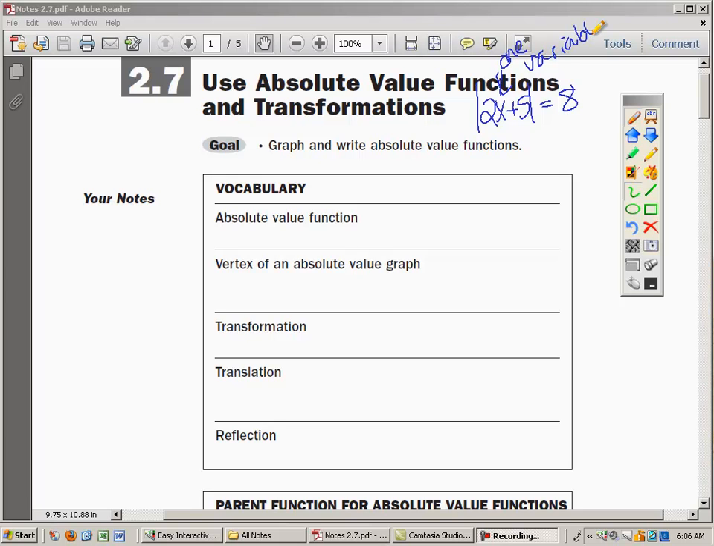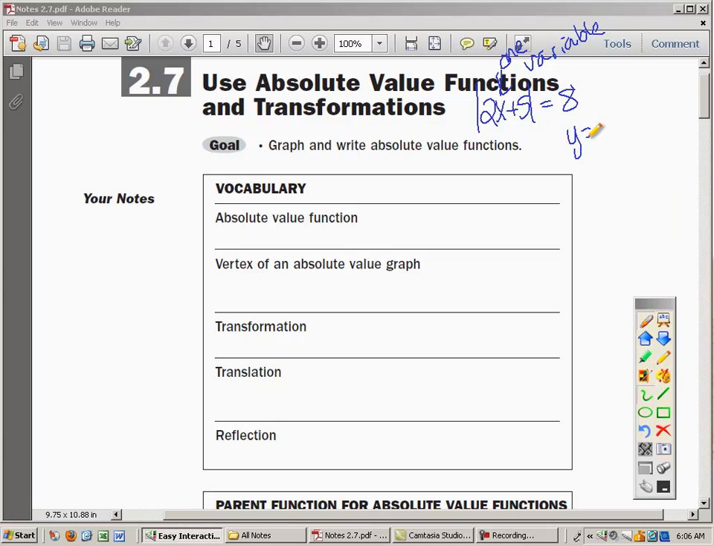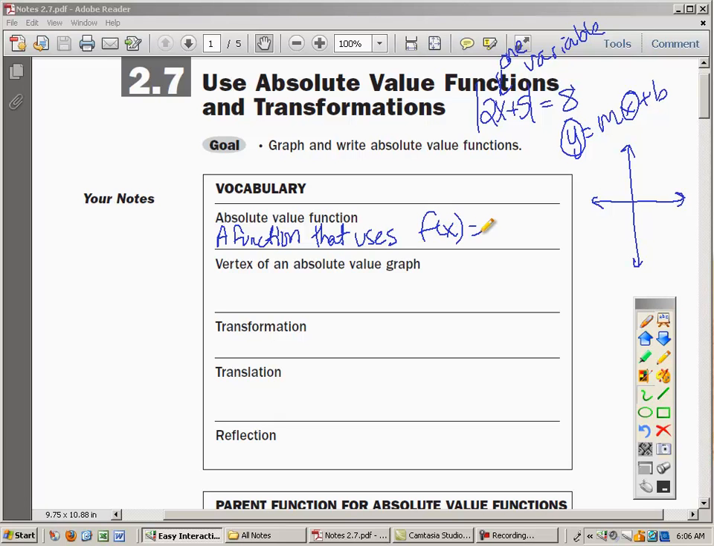All right? So in this chapter, we've been using the idea of linear equations in two variables, x and y, and looking at the results of those on a coordinate grid. And so today we're going to be spending some time taking a look at absolute value functions, functions involving x and y that also have an absolute value. All right, so an absolute value function is a function that uses f of x equals the absolute value of x.